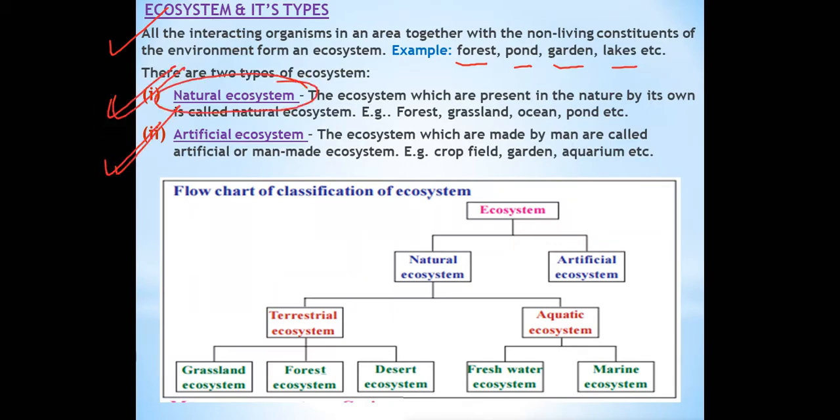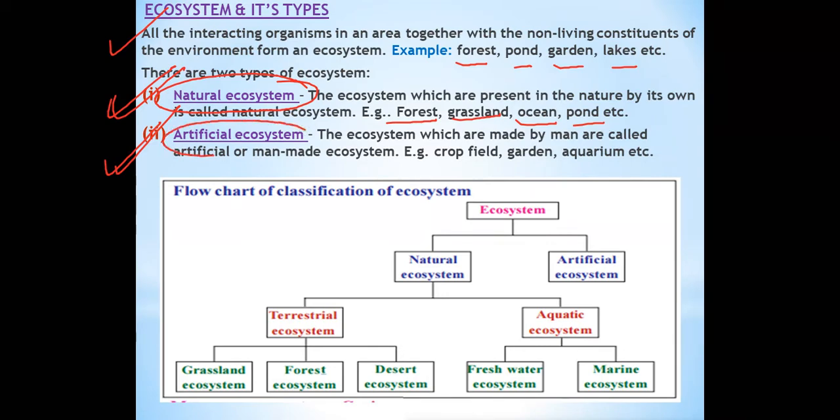Natural ecosystem means the ecosystems which are present in nature by their own are called natural ecosystems. For example, forest, grassland, ocean, pond, etc. We have not made this forest, grassland, ocean and pond. These are given to us by nature. So these are natural ecosystems.